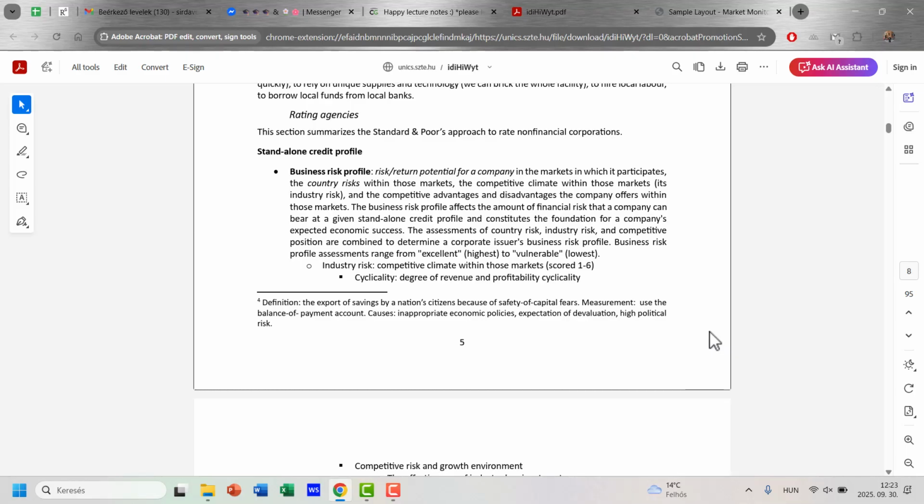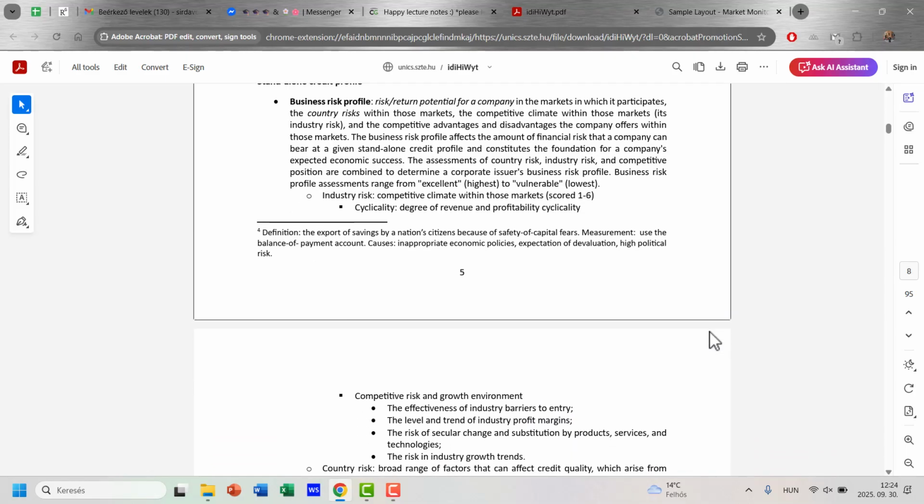yeah, and this is only for non-financial corporations, obviously not banks, because they are absolutely special. But when we have to focus not just on countries, but on the companies themselves, then obviously first is the business risk profile. So the standalone credit profile will first determine what is happening in this industry, because at the end of the day, this is highly relevant for us.